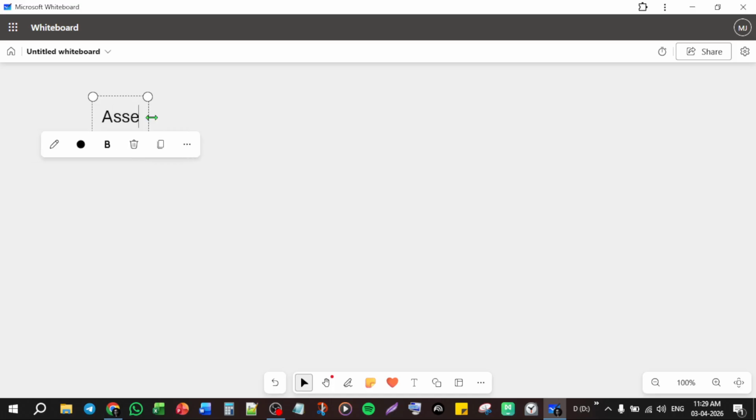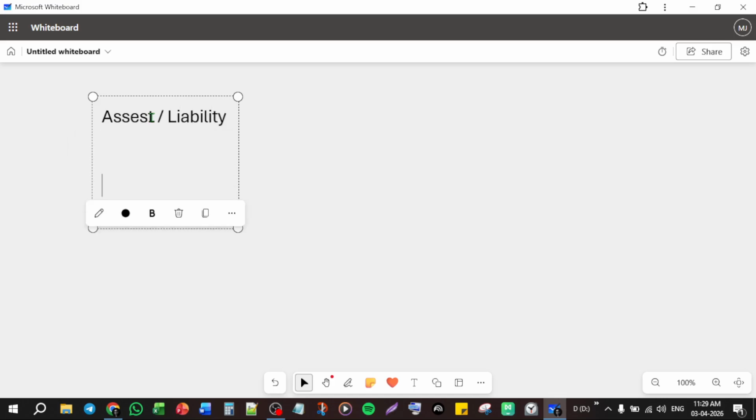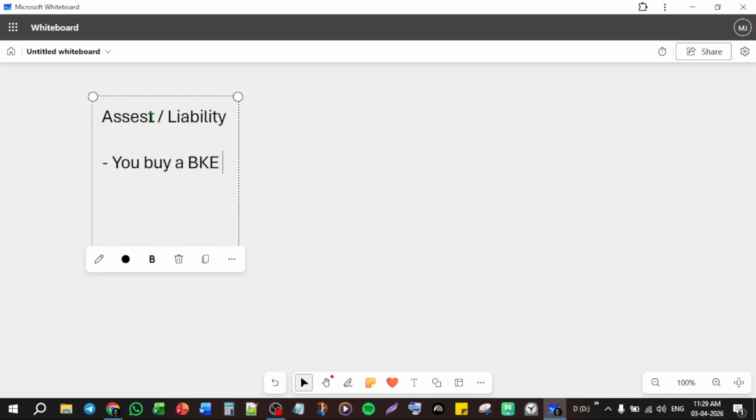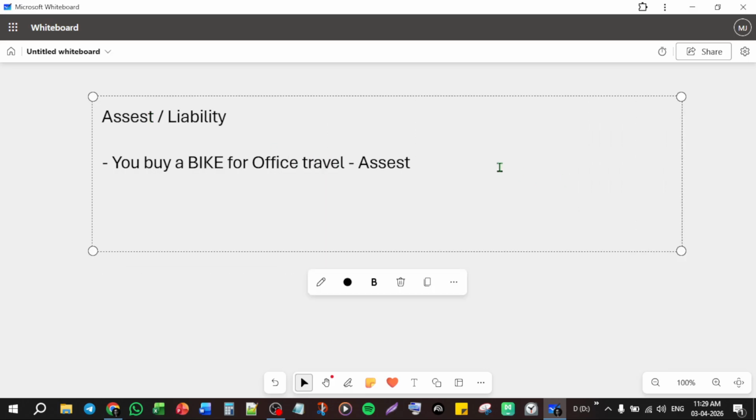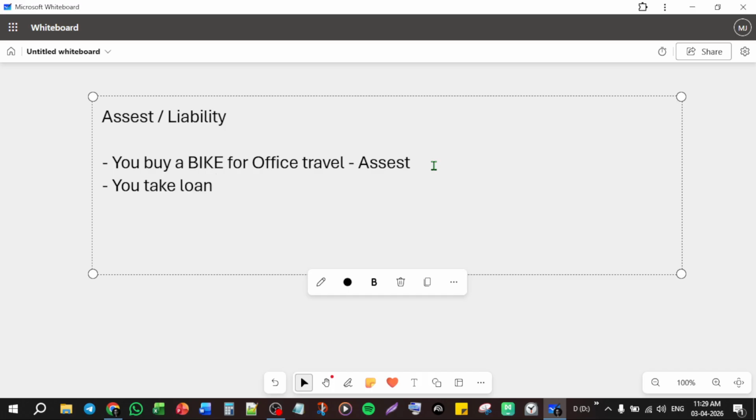So we need to know asset and we need to know liability. Okay, so you buy a bike, then it's an asset. Don't look at my spelling, okay? You're gonna be mad. You take a loan, then it is a liability.